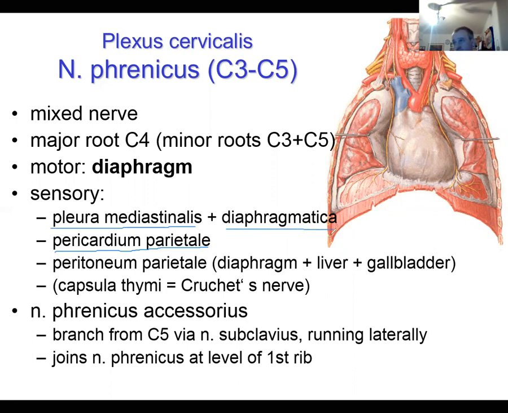And when it pierces the diaphragm, it also supplies the parietal peritoneum covering the diaphragm, but it also extends to the liver, as the liver and diaphragm are grown together in the bare area, and it extends as low as the gallbladder. This is important because in case of inflammation of the gallbladder, there can be, not in every case, but there can appear a hiccup, a cramp of the diaphragm, which then causes a hiccup.